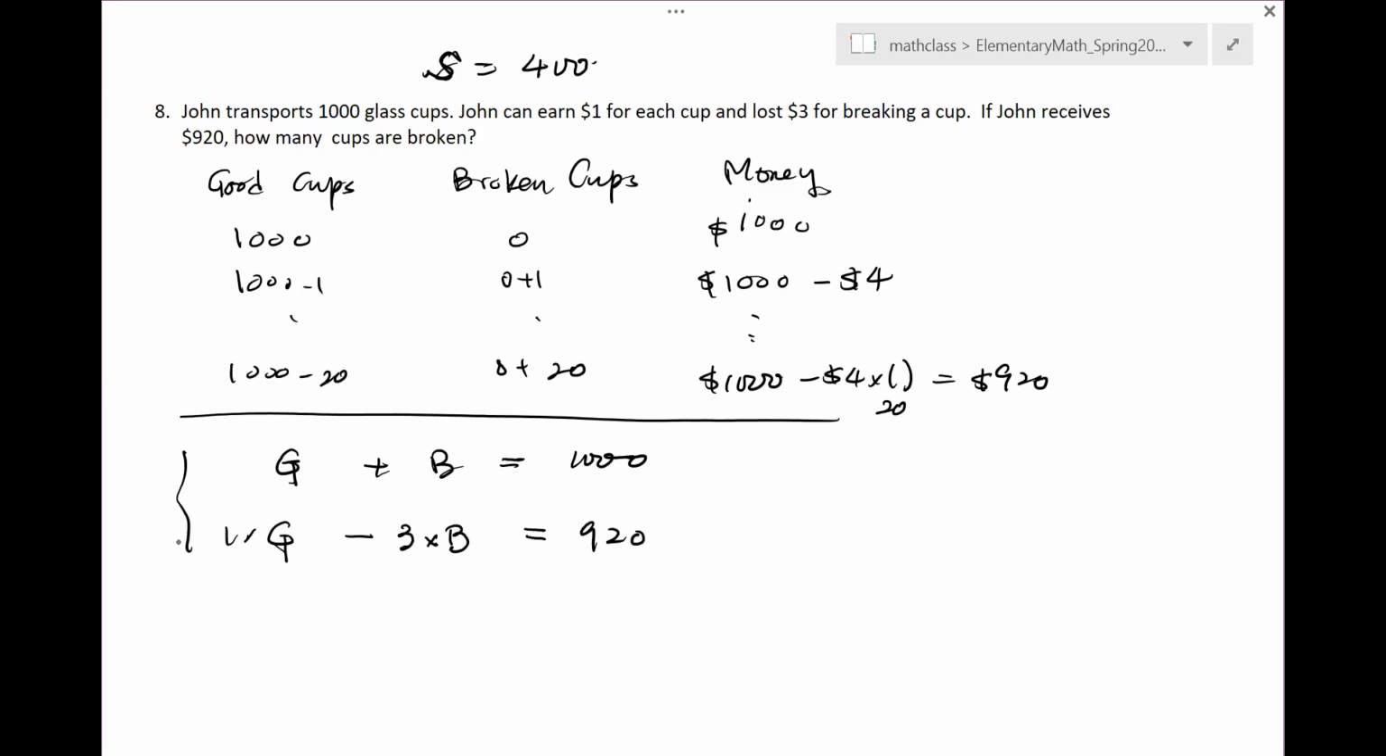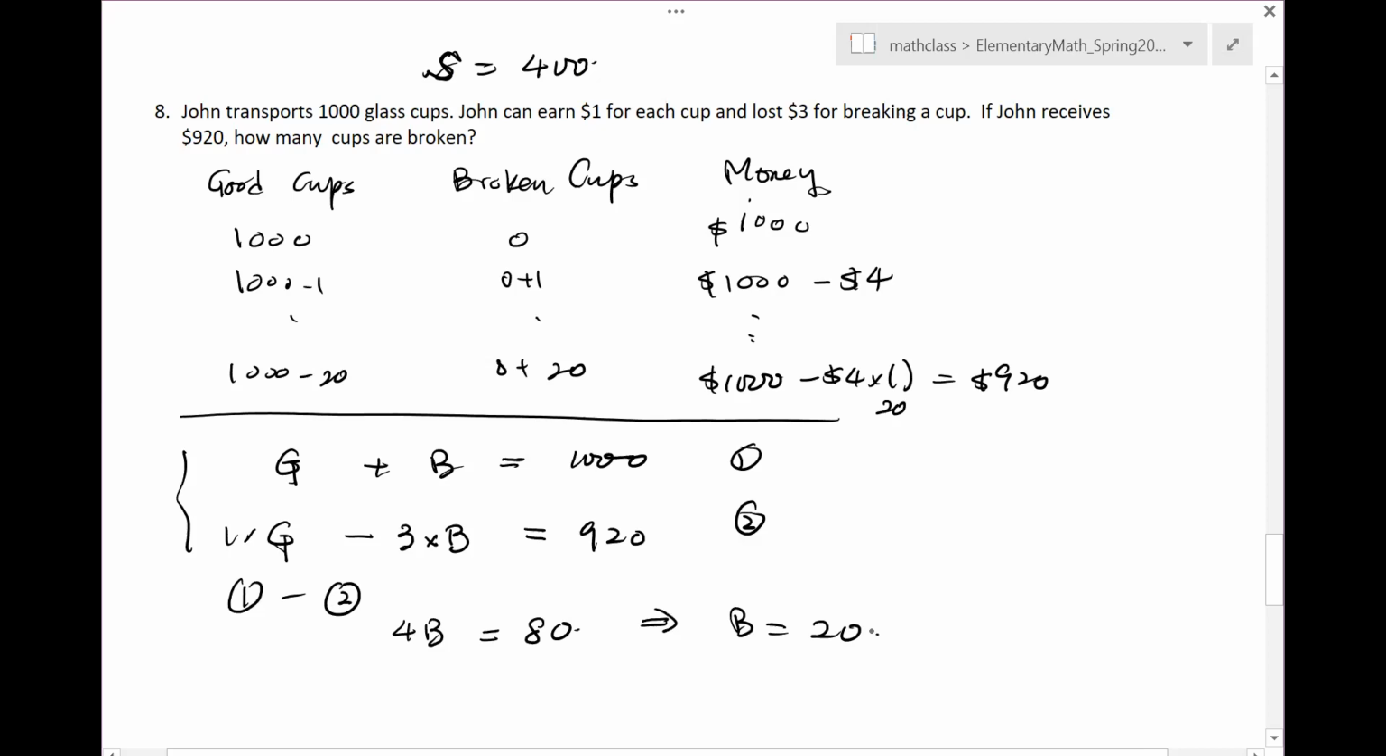How many of them are broken means you have to get rid of the G, right? So all you have to do is just use a subtraction. Okay. So equation 1 minus equation 2. So you get G is gone, right? B minus -3B actually is the addition. It's a 4B. Yeah, that's the trick. Then divide by 4. 1,000 minus 920, that will be 80. Okay, so that implies B is going to be 20.